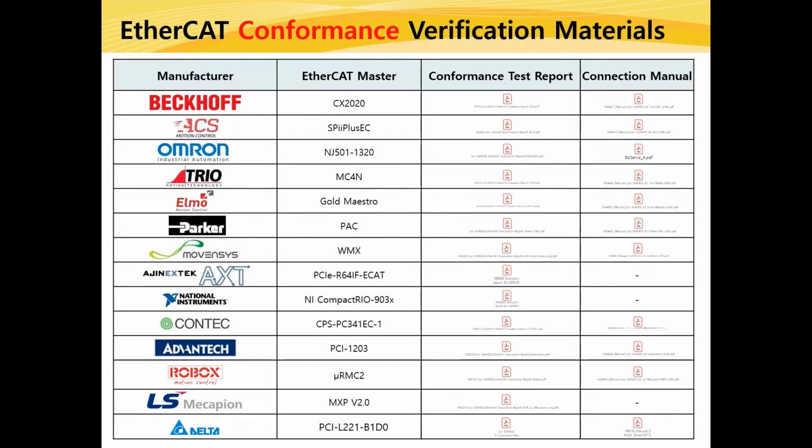The demonstration of FASTECH EtherCAT products was delivered to each master company, and the master company directly conducted the conformance test. In the case of the conformance test report, it was written after verifying the normal operation of Ezi-SERVO II EtherCAT based on CIA 402 with each master. The connection manual contains the ESI file registration method, and master and slave connection method.